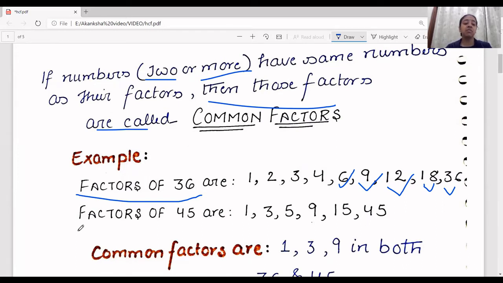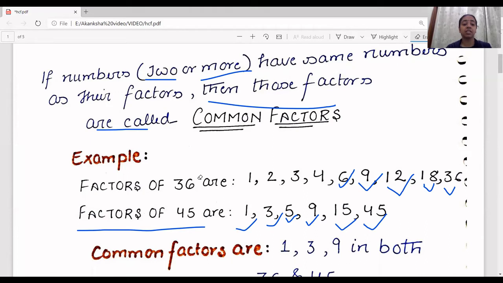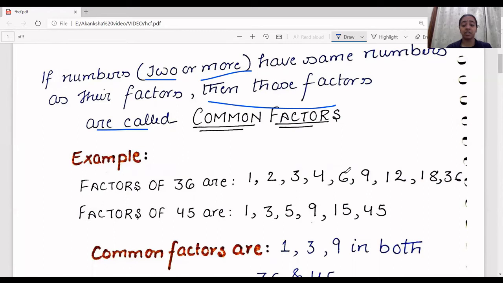Similarly, we are going to find out the factors of 45. Factors of 45 are 1, 3, 5, 9, 15, and 45, right? So what are now common factors? If somebody says, find out the common factors of 36 and 45, how will you do it? Let's see what are the common factors between these two sets of factors.